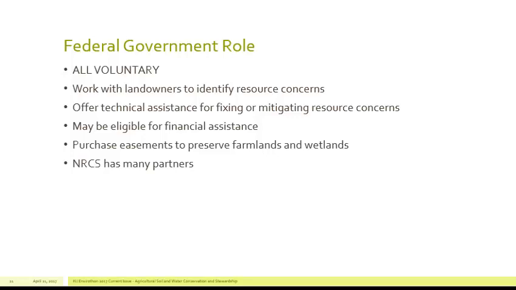Another role that we play as NRCS is we also purchase easements to preserve farmlands and wetlands. And we have a lot of partners that we work with. We have partners from other government agencies, and we have partners from nonprofit agencies. This really allows NRCS to collaborate with other agencies to maximize the knowledge of their employees and the resources that we have to offer and that they have to offer.